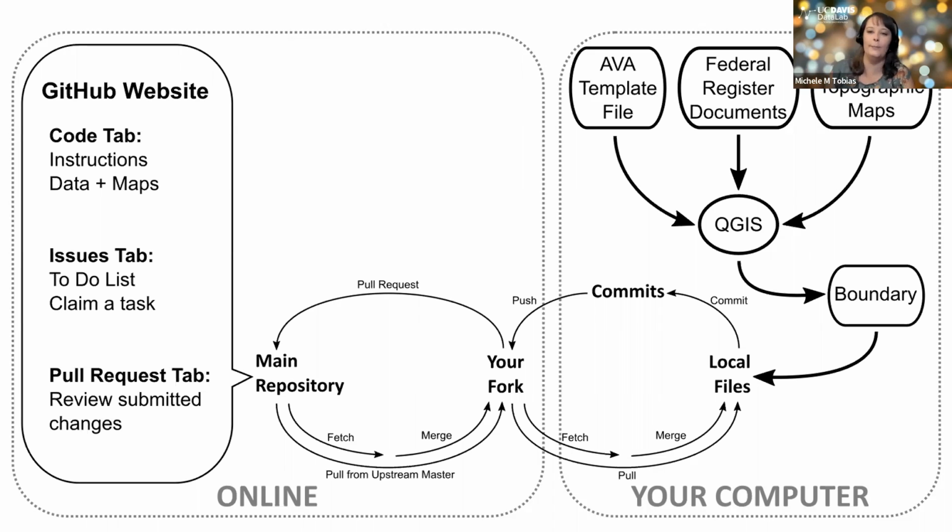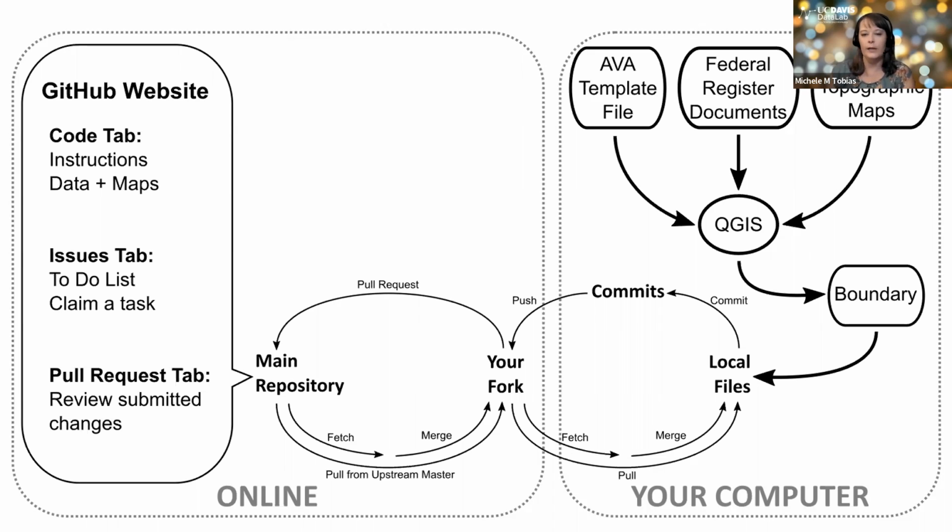So you get your template file. And then you go get the Federal Register document that belongs to the AVA you want to digitize. And then you read that and it tells you which of the topo maps you need to download from the USGS. The nice thing is the USGS has already scanned and georeferenced quite a large library of topo maps. So you can get those on a site called TopoView, and they are free and they are already georeferenced. So that saves us a lot of time.